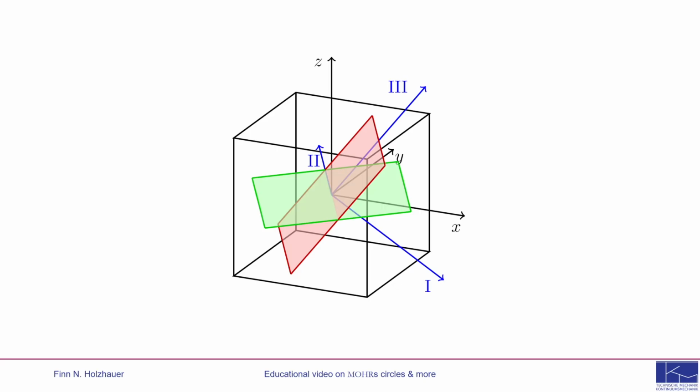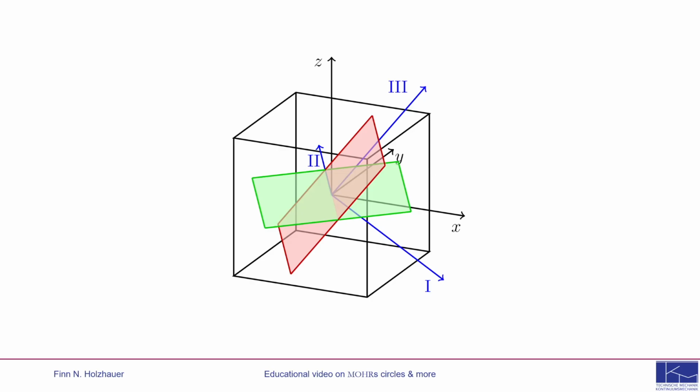The orientation of the failure planes in an infinitesimal cube can look as follows. In red, for brittle failure, the plane is perpendicular to the 1 direction, where sigma 1 is larger in magnitude than sigma 3. In green, the failure plane according to the shear stress theory.